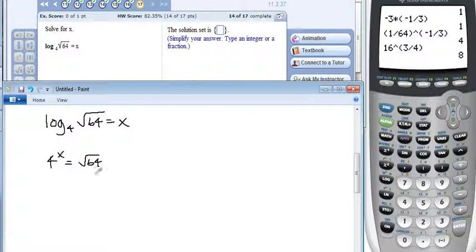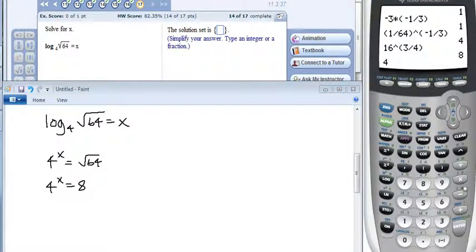All right, so we have 4 to the x is the square root of 64. Well, I can turn this into an exponential, or I can actually evaluate it. So 4 to the x is 8. Didn't we already do that one? Wasn't it 3 halves? I think this is the same problem. Should have taken this one out too. Yeah, 3 halves.